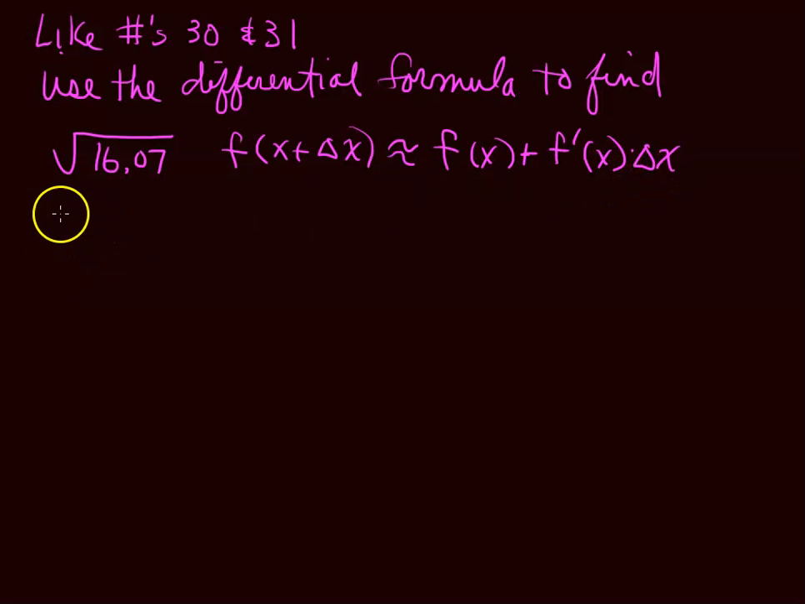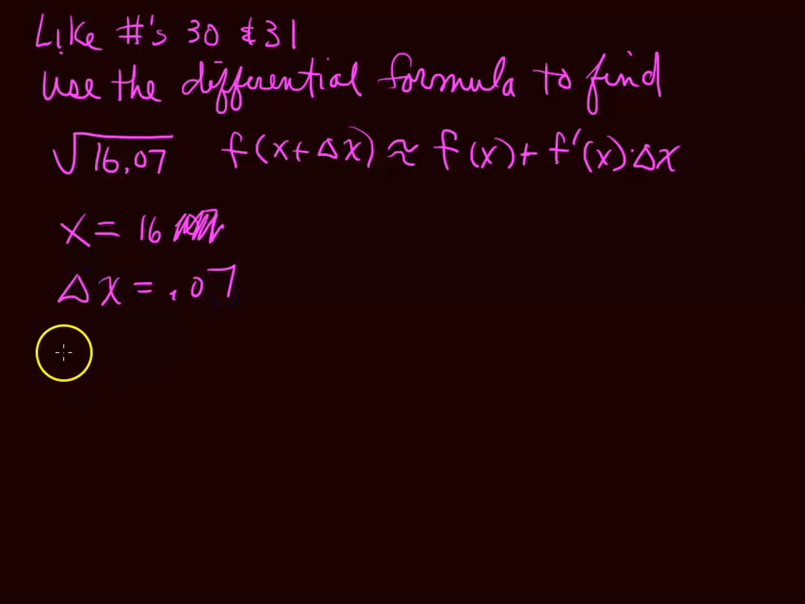So we need our function and stuff. So what is x? I'm sorry, x is just the 16. Delta x is the 0.07. Our function takes the square root of those things, because this is the x and delta x. That's what this stuff is right here. Our function f is the square root of x.